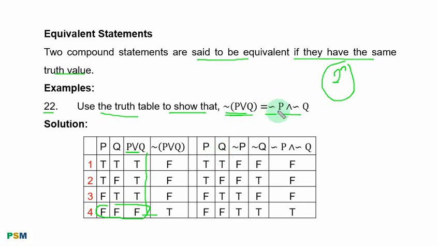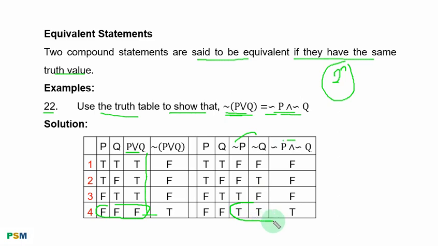For us to get this compound statement, we need the negation of both statements. Negation P becomes F, F, T, T. Negation Q, F, T, F, T. You combine both using AND. For AND, the outcome is true when both are true.